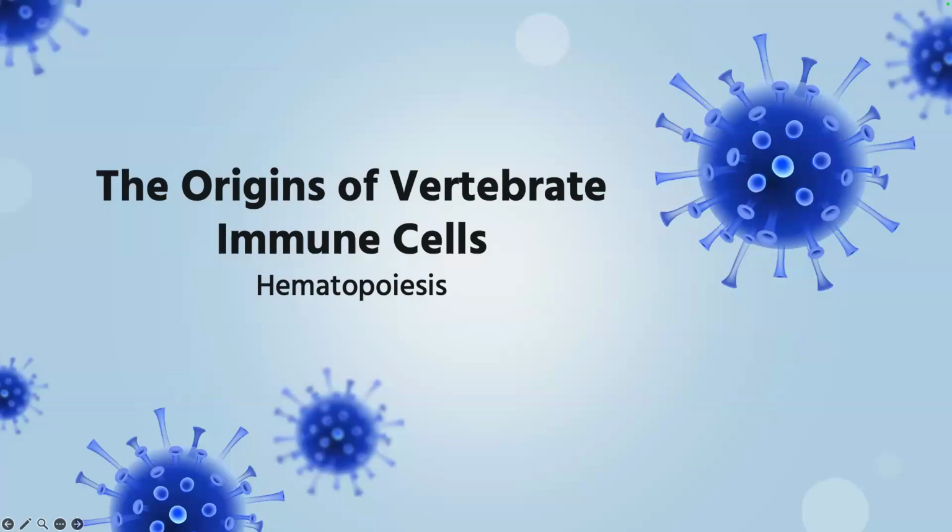Hi everyone, this is Dr. Ross. This video will be exploring the origins of vertebrate immune cells. It is important to understand the mechanisms that guide this process before diving into the more intricate workings of the immune system. So remarkably, all mature blood cells arise from a single type of cell called a hematopoietic stem cell through a process called hematopoiesis.